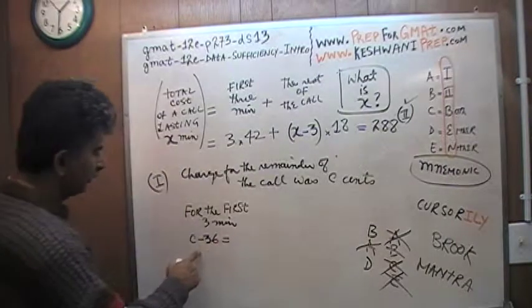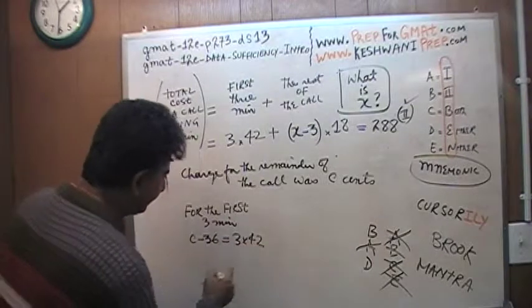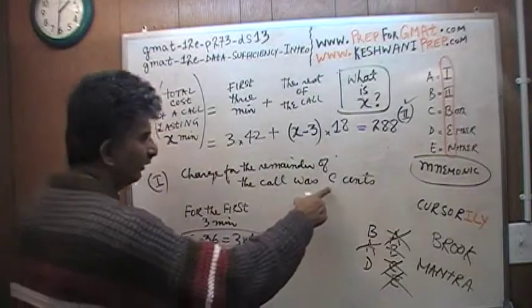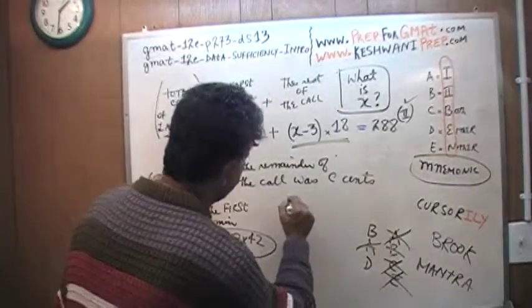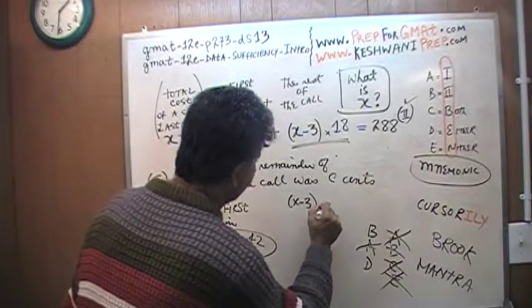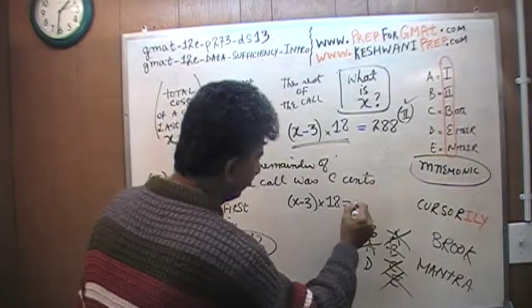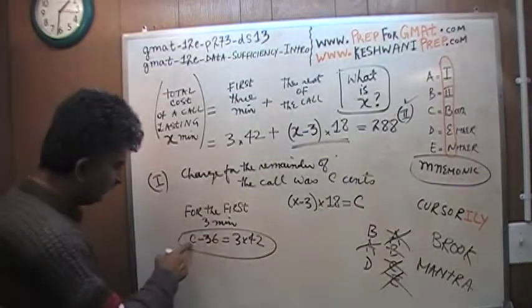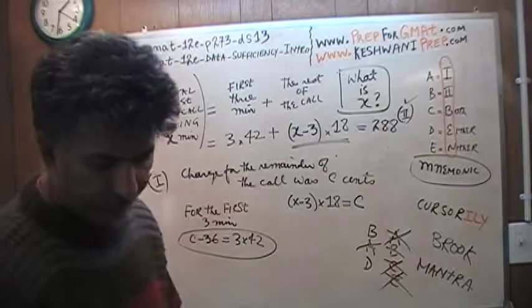But we already know what that cost is. That cost is this right here. So we can very easily solve this part for C. This is going to give us what C is. Once we figure out what that C is, we use this part, the remainder of the call, which is x minus 3 times 18. And the cost for this one is C cents, which we can figure out from here. We can solve this equation for C, and once C is figured out, we put it in here. That's all there is.